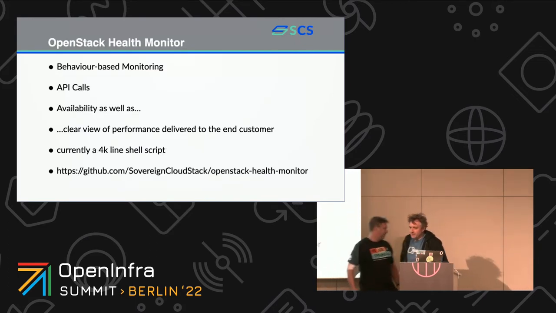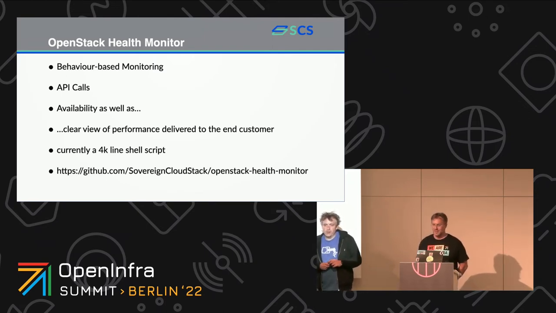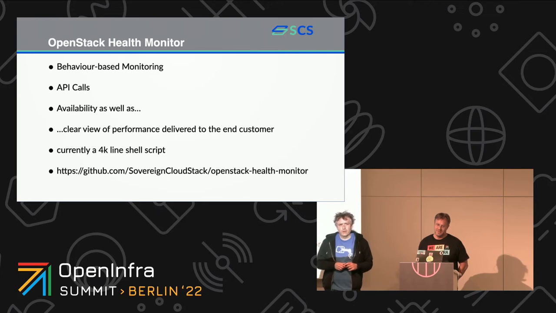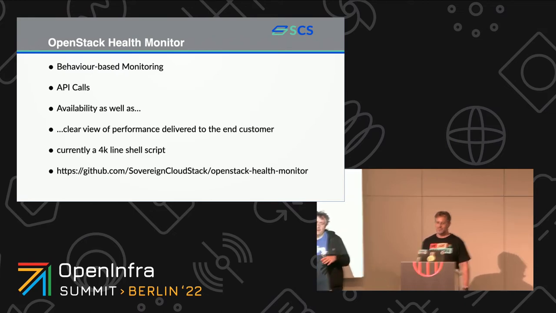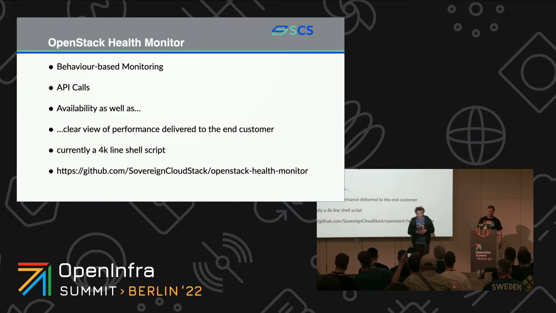One of the things that Kurt and I already mentioned yesterday quickly in our talk on open operations is that we do behavior-based monitoring of SCS clouds. We do that through the public APIs that are available, and through that we actually create workload and measure the time it takes to create the workload until it's fully available. By that we not only monitor availability, but also get a very clear view of the performance delivered to the end customer.